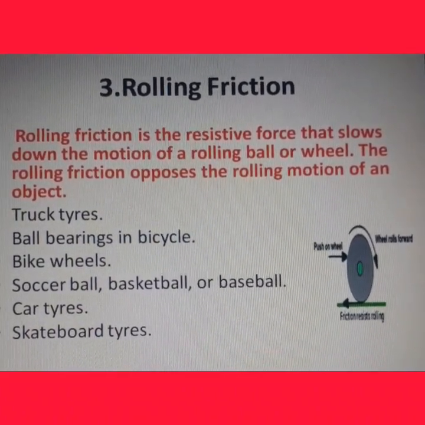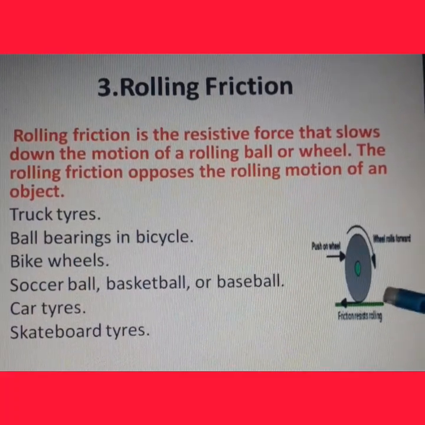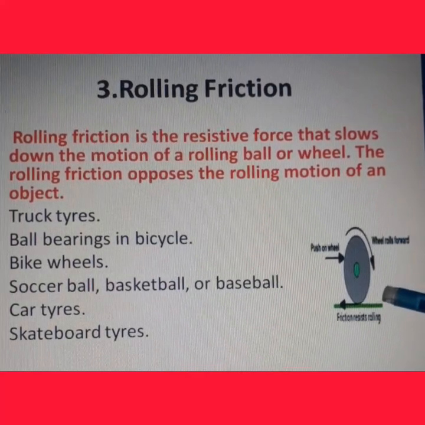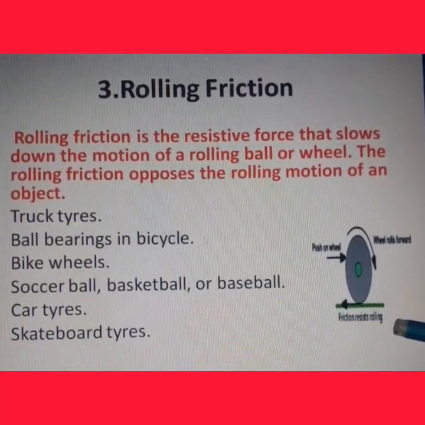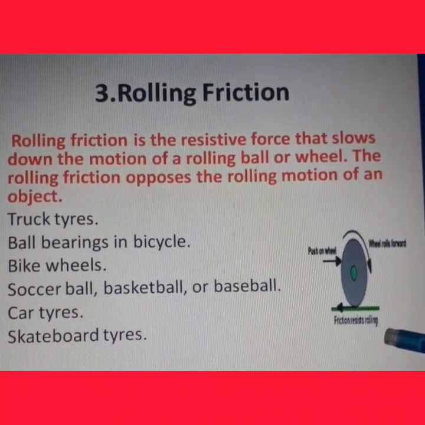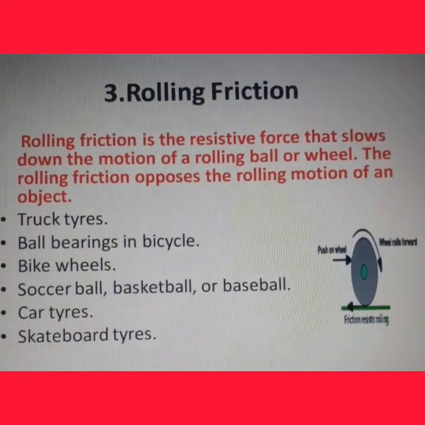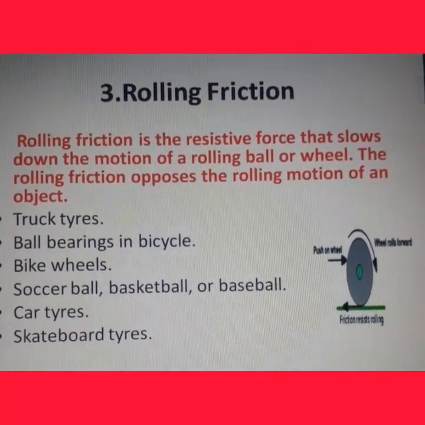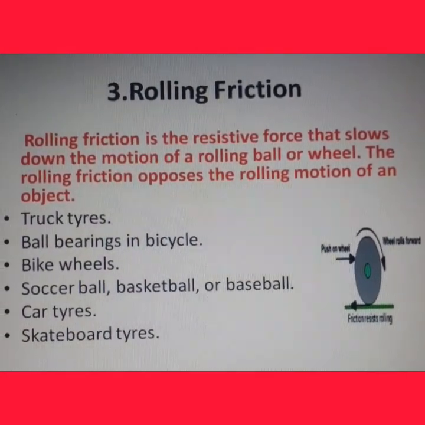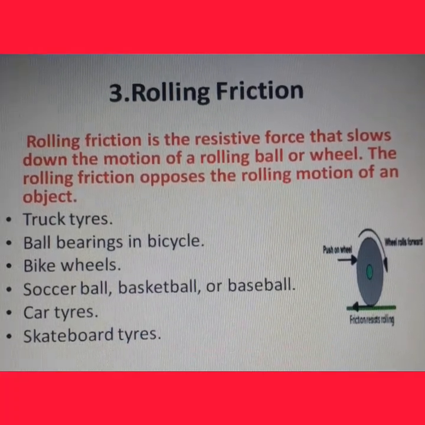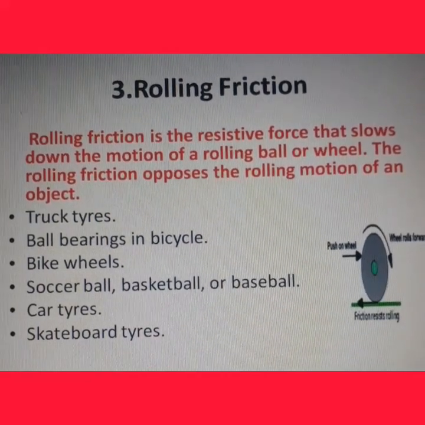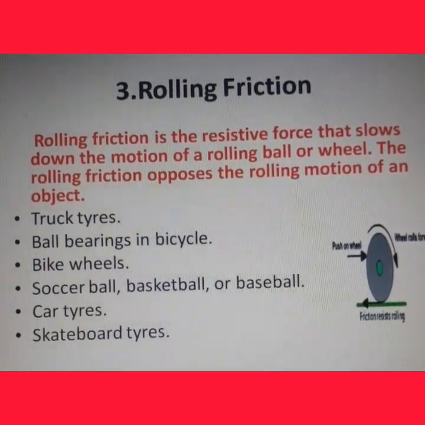For example, look at this. This is a wheel. You give a push on the wheel. The wheel rolls forward. The friction force that resists this rolling of the wheel is the rolling friction. For example, the truck tires, the ball bearings present in a bicycle, the wheels of a bike, the soccer ball or a basketball, the car tires or skateboard tires all experience the rolling friction.